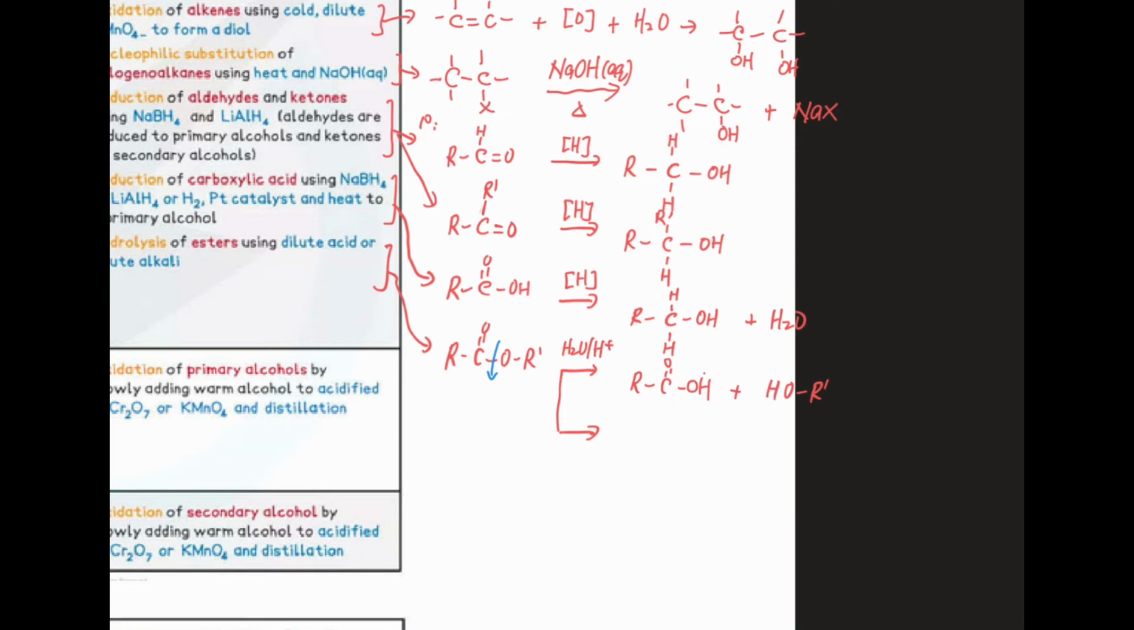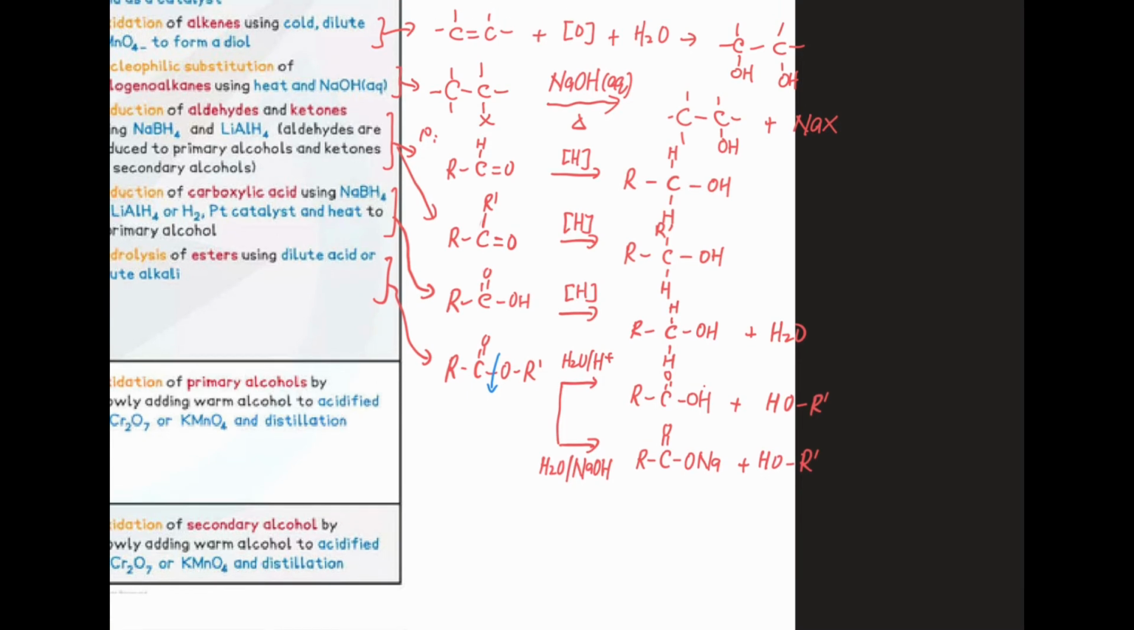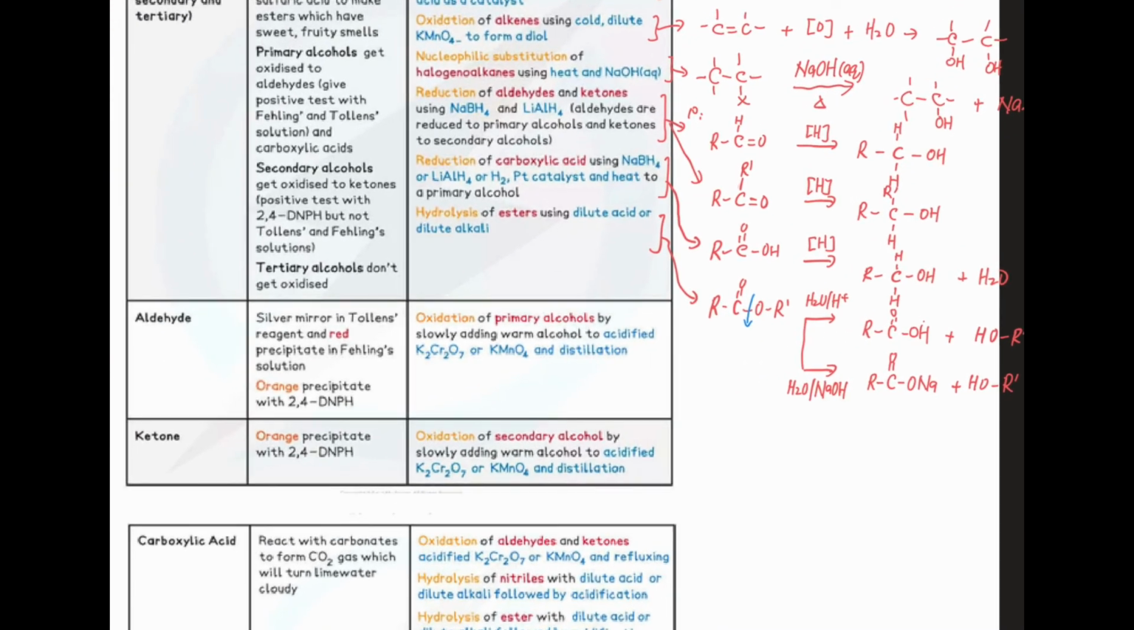Okay, so of course if you are using H2O and alkaline, then you should expect the carboxylic acid is neutralized to salt. The alcohol is still there. Okay, so that is where they form alcohol. So there are so many ways to form alcohol, as you can see there. Okay, now let's move on.